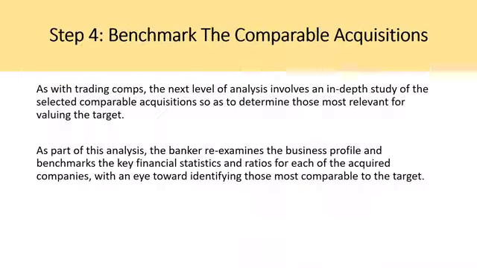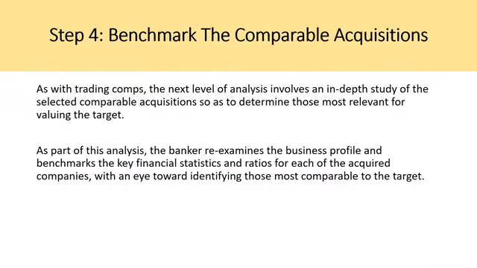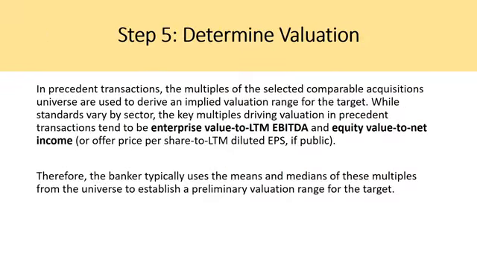Okay, now step 4. As with trading comps, the next level of analysis involves an in-depth study of the selected comparable acquisitions so as to determine the most relevant for valuing the target. As part of this analysis, the banker re-examines the business profile and benchmarks the key financial statistics and ratios for each of the acquired companies, with an eye toward identifying those most comparable to the target. So once you benchmark the comparable acquisitions and you calculate the means and medians of those respective multiples, you can finally then, step 5, determine the valuation.